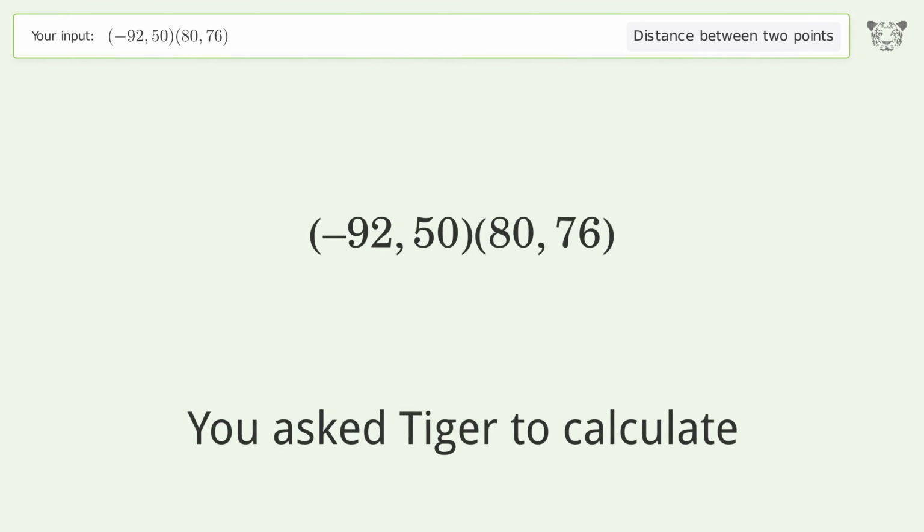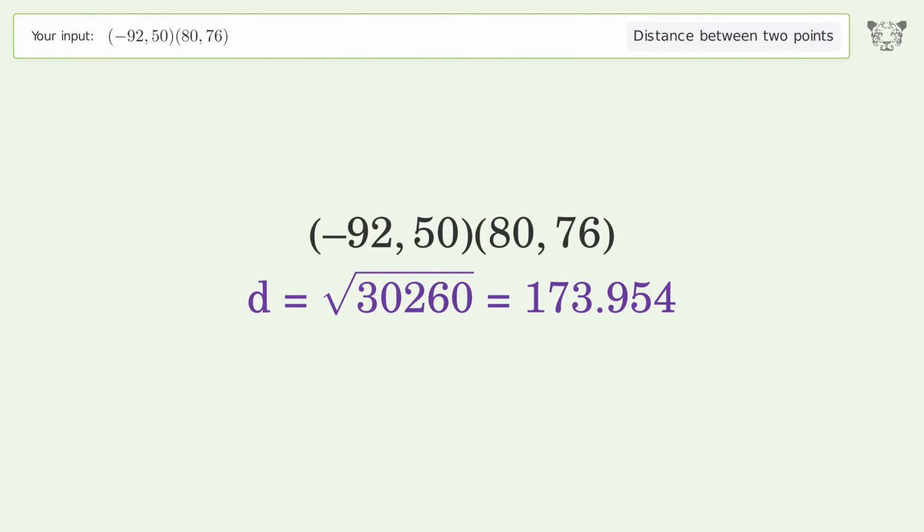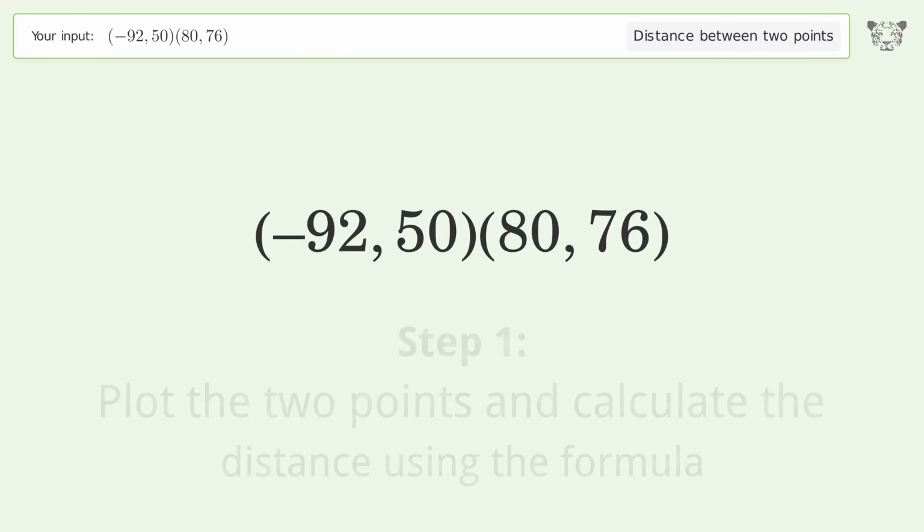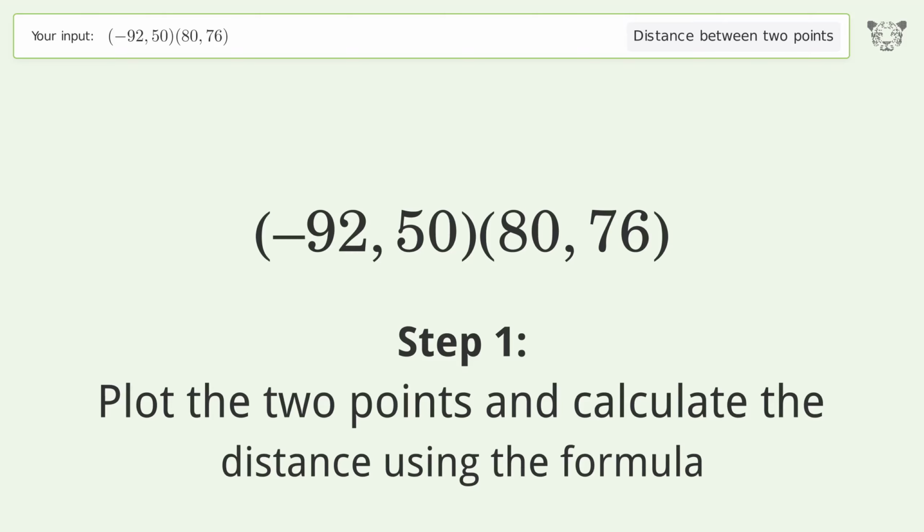You ask Tiger to calculate. This deals with the distance between 2 points. The distance between the 2 points is the square root of 30,260, or 173.954. Let's solve it step by step. Plot the 2 points and calculate the distance using the formula.